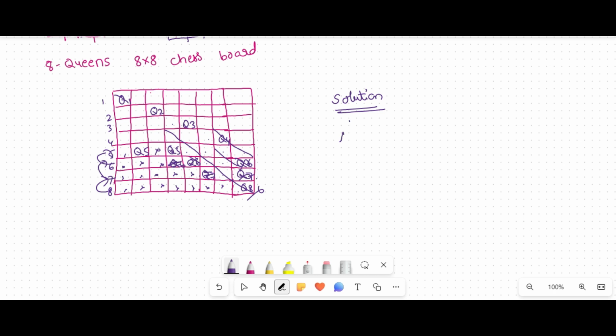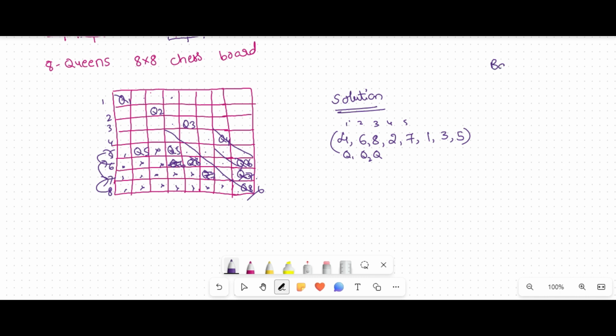So, first queen is placed in 4th column. That means 1, 2, 3, 4 here. Okay. 4th column. Second queen is placed in 6th column. Third queen is placed in 8th column. Fourth queen is placed in 2nd. Fifth in 7th. First Q1, Q2, Q3, Q4, Q5. 6th queen is placed in 1st column. 7th queen is placed in the 3rd column. 8th queen is placed in the 5th column. Okay. Q1, Q2. This is one of the solutions.